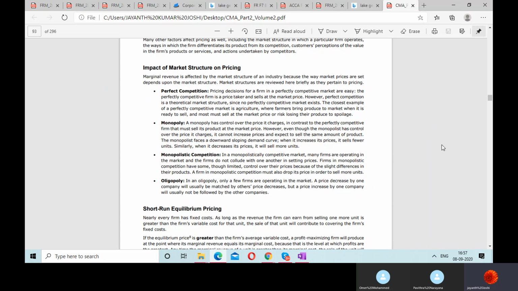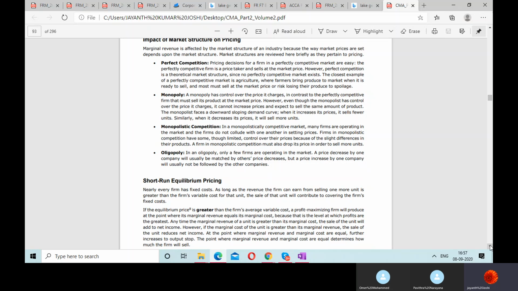We'll see how the monopolist makes his surplus from the graph given on the next page. The monopolist faces a downward sloping curve. When it increases its price, it sells fewer units. That means when they increase their price, the demand will decrease and there will be fewer sales. When it decreases its price, it will sell more. That is the property given.